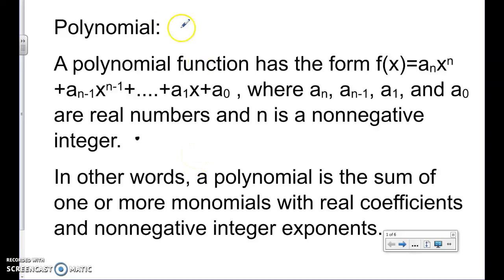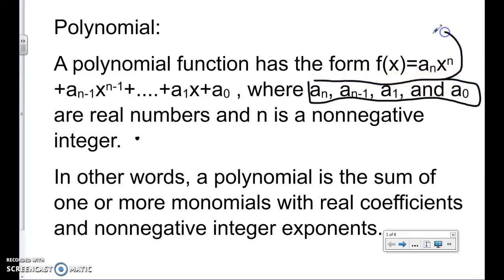So, I encourage you guys to write this definition, and what I'm going to try to do is just talk through this on what it means. So, when we say a sub n, or a sub n minus 1, or a sub 1, and a sub 0, all of these are called coefficients.